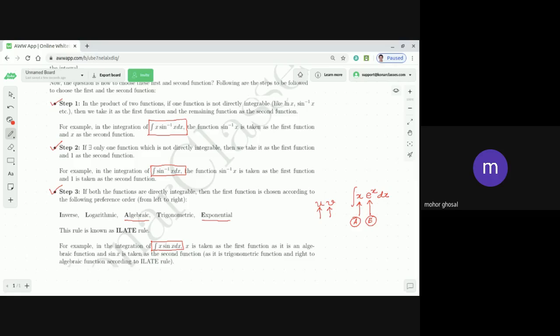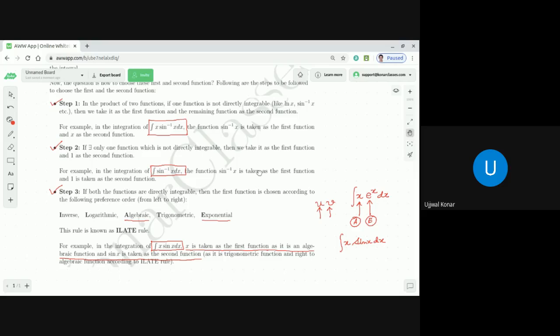Again, let's take an example. Integration of x sine x dx. So x is the algebraic function, correct? And sine x is the trigonometric function. You see, the algebraic function comes before the trigonometric function. So we'll take x as the first function as it is mentioned here. Why is x the first function? As it is an algebraic function, and sine x is taken as the second function. Correct or not?